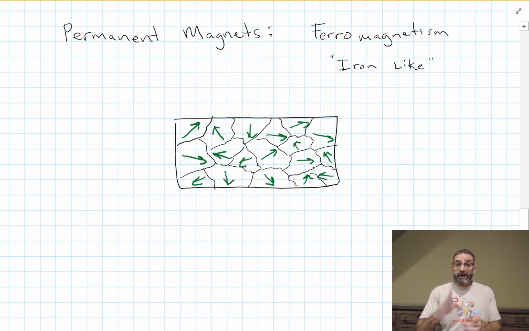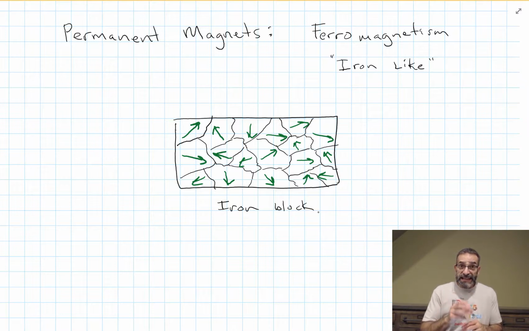Because the domains are all randomly aligned, this piece of iron does not act like a permanent magnet. Each little region, we call these little regions domains, each little domain acts like a permanent magnet. But because they're all randomly oriented, you put them all together and their effects cancel each other out, the fields cancel out, and you're left with no net magnetic moment for this iron block.